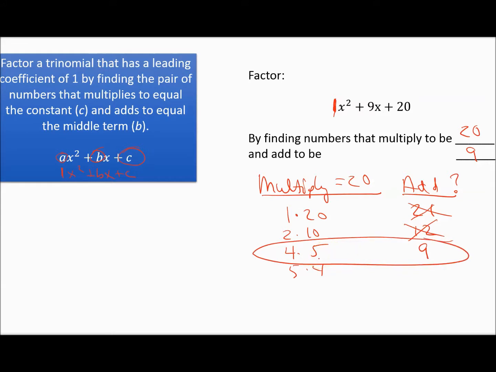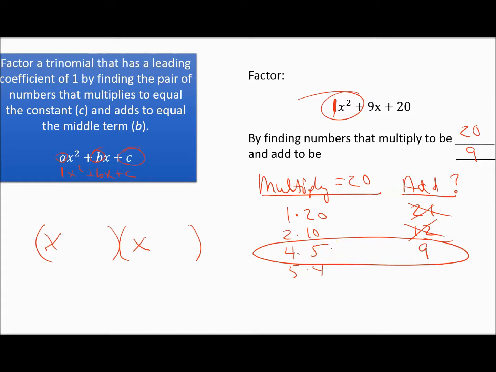So that's our two numbers. Once you get your two numbers, you write your set of parentheses just like this. The square root of the first term, so the square root of 1x squared is just x, goes in the first spot. Okay? And then those two numbers, the 4 and the 5, go in the second spot.